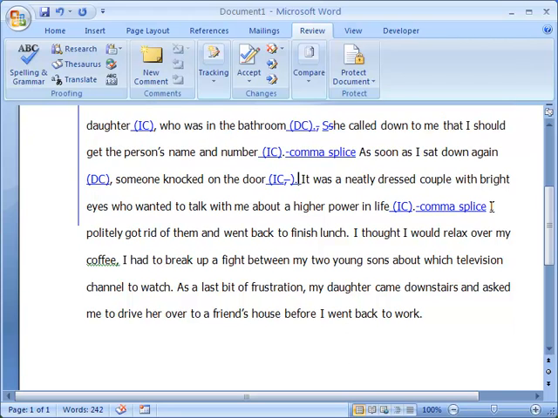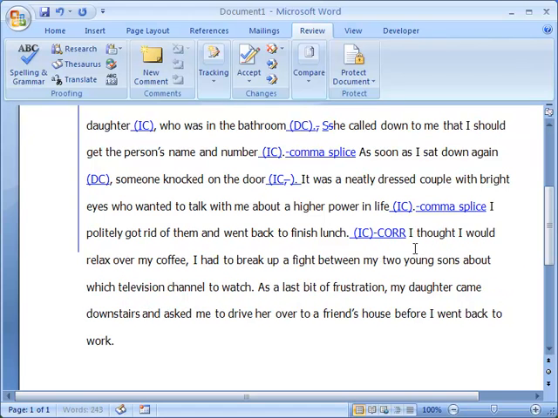My next sentence, I politely got rid of them and went back to finish my lunch, is just one idea. And I know that's an independent clause. And because I have an independent clause alone, this is correct.